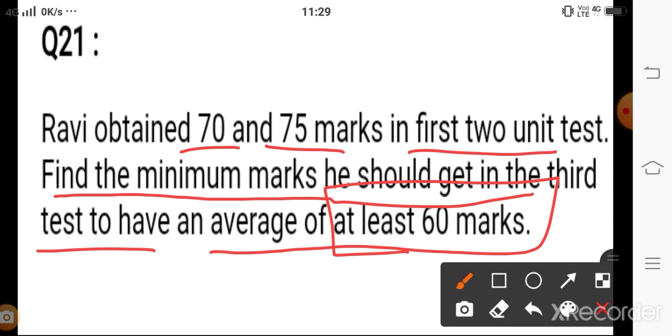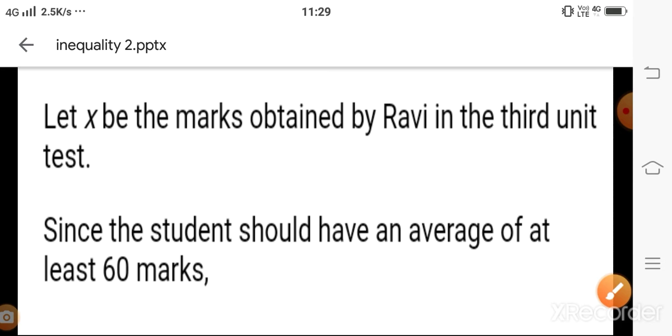In the concept here, we have to find the average. How to find the average, this we know. The sum and the total number of observations we are considering. Here we are getting 3 values, so 3 is the total number of observations, and to find the average we add the marks and divide that value by 3, and that average should be greater than equal to 60. Then let us solve this.